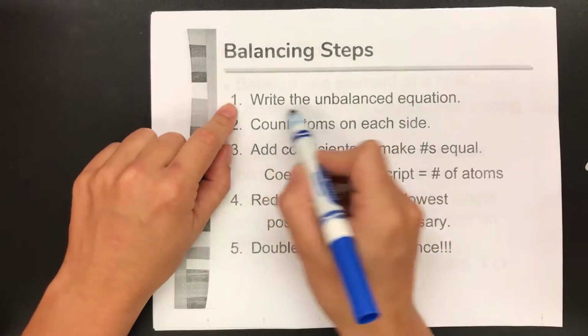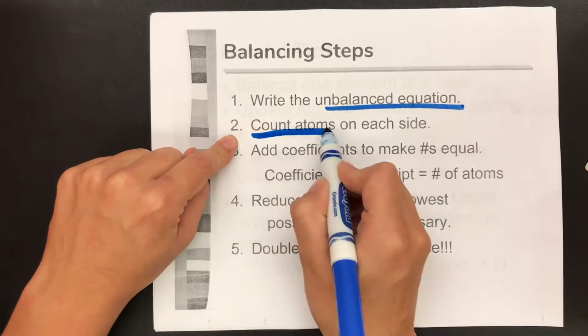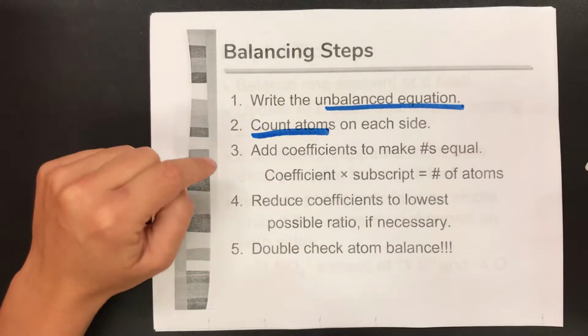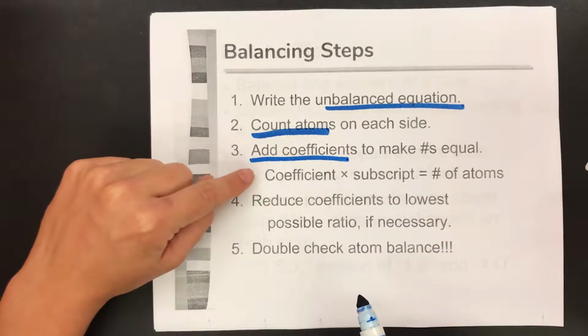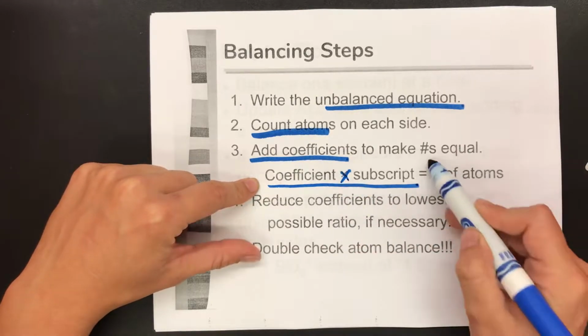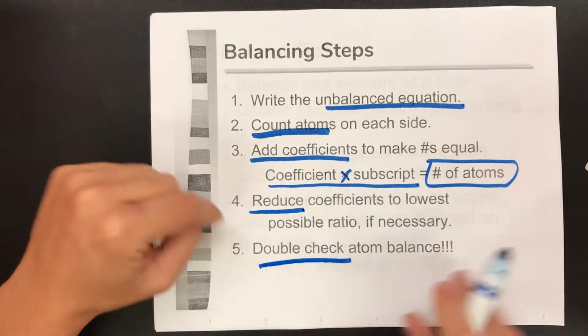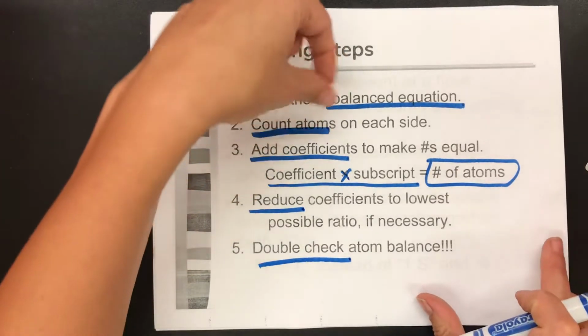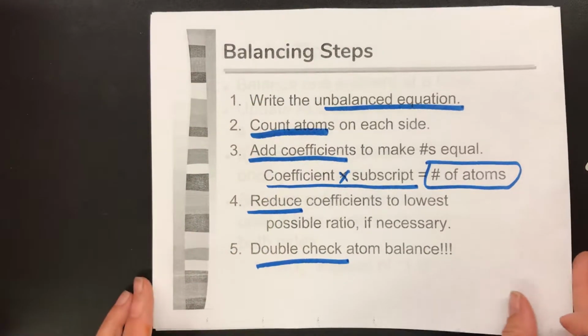So step 1, you're going to have the unbalanced equation. Step 2, count atoms on both sides. You'll see when I get there. Step 3, add coefficients. So these are the big numbers out in front. You always do coefficients times subscripts to get how many atoms there are. Reduce if possible, double check. Okay, so count atoms, put coefficients, reduce if possible, double check.